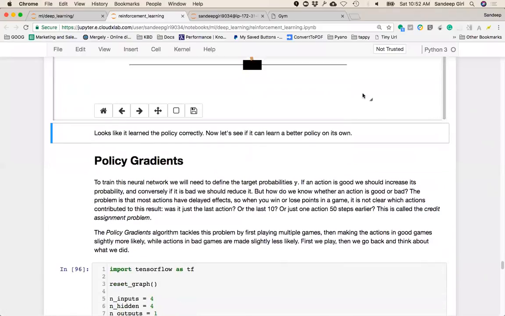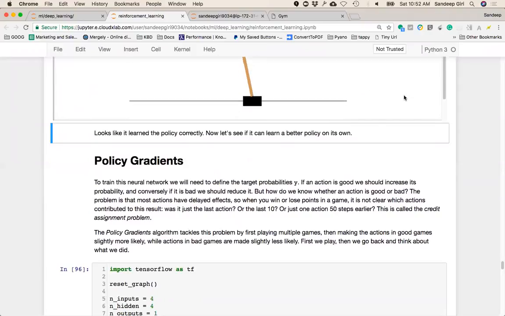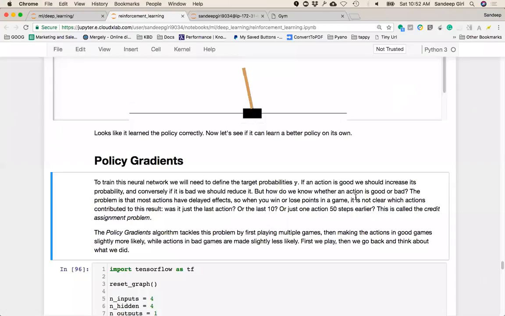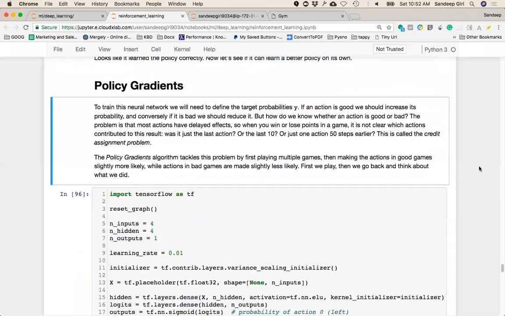It's a very simple mechanism we have used. We've trained it using our knowledge that if this is tilted to the left, move to the left. Okay, but that's not good enough. Let's discuss the policy gradients.